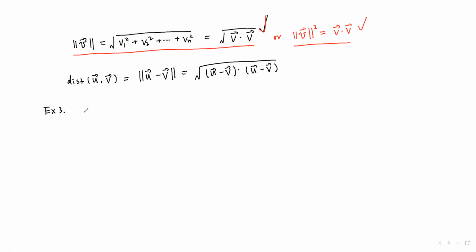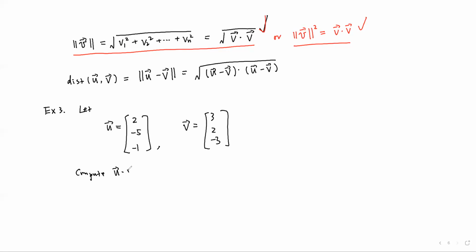Example number 3. Let vector u be 2, -5, -1, a 3-dimensional vector. And vector v be 3, 2, -3. Now the question is, compute u dot v and v dot u. Okay, compute these two numbers.